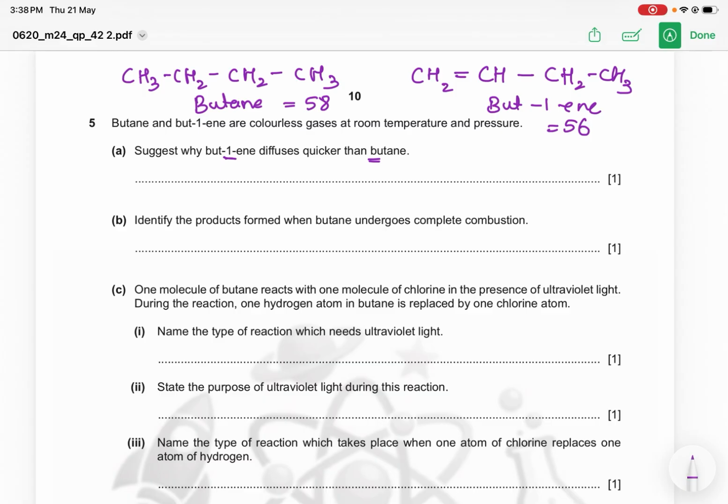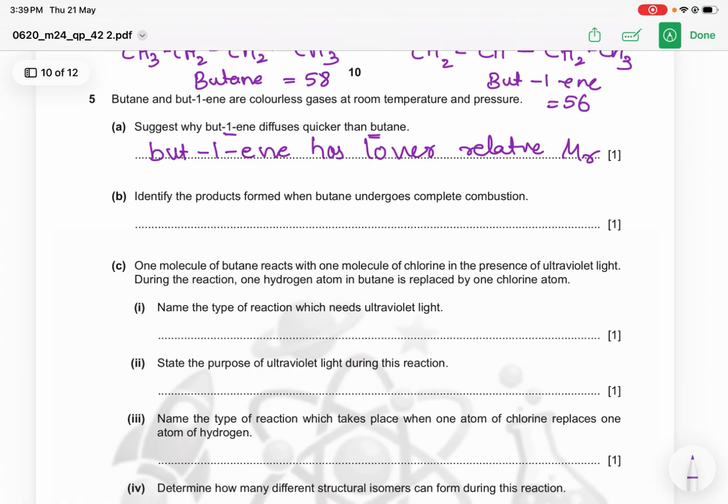So you can simply write down that but-1-ene has lower relative molar mass. Identify the products formed when butane undergoes complete combustion. When alkanes undergo combustion, we get carbon dioxide and water as products.